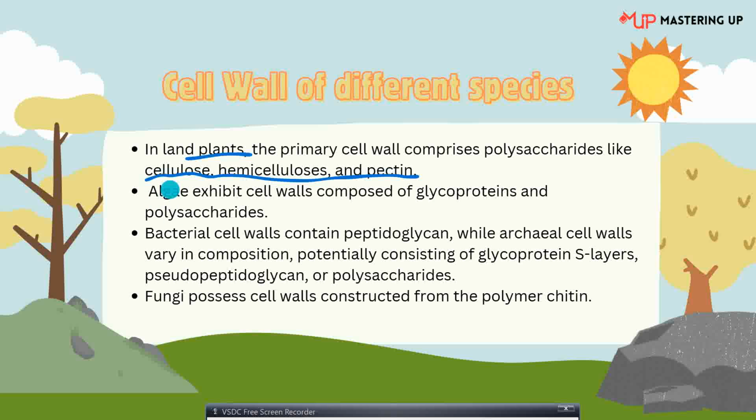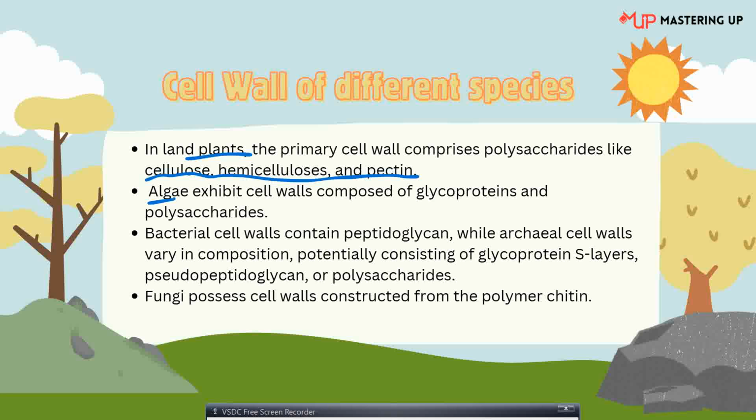In the case of algae, glycoproteins and polysaccharides are present. And in the case of bacterial cells, peptidoglycan is present, and in the case of archaeal bacteria, that is primitive bacteria, the cell wall comprises, in composition potentially, glycoprotein S layers, pseudopeptidoglycan and polysaccharides. The fungi cell wall possesses the polymer chitin, okay.